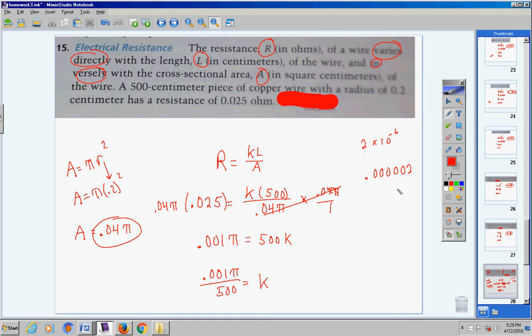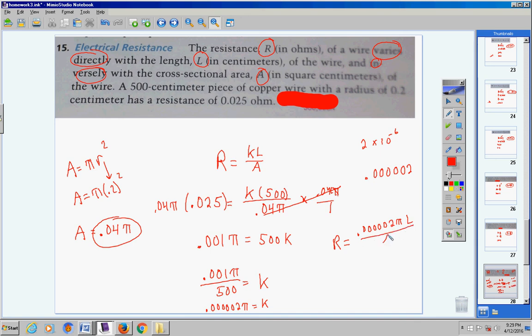Okay, so really what K equals is 0.00002 pi. Okay, so there we go. Now, for K right here, I'm going to put this number in. So here's what they have. They have 0.12345 pi, then L, all over A.